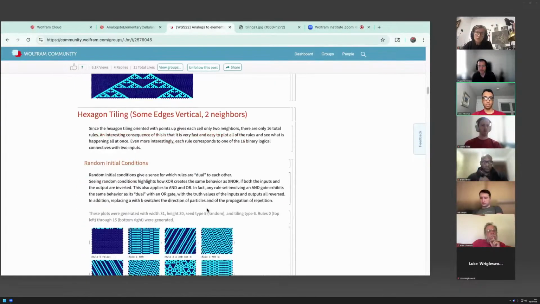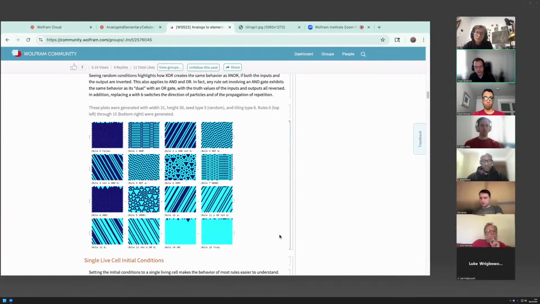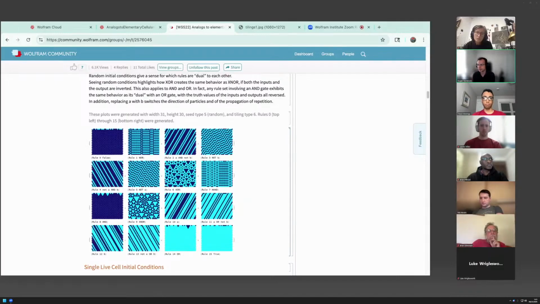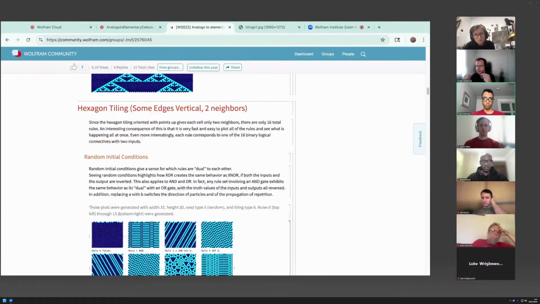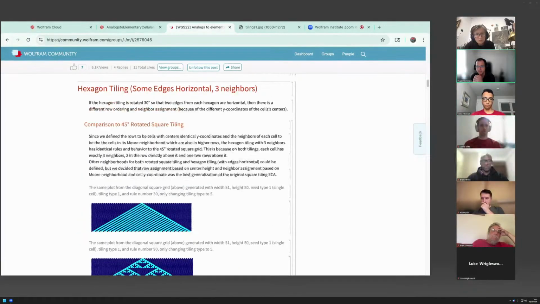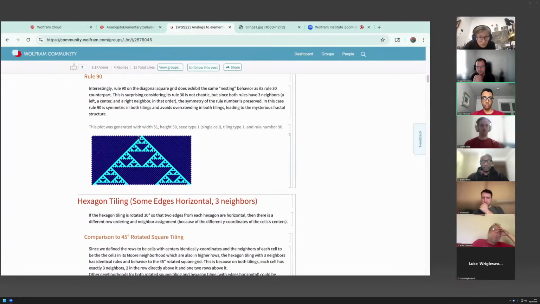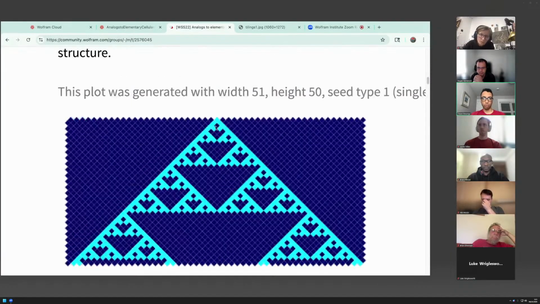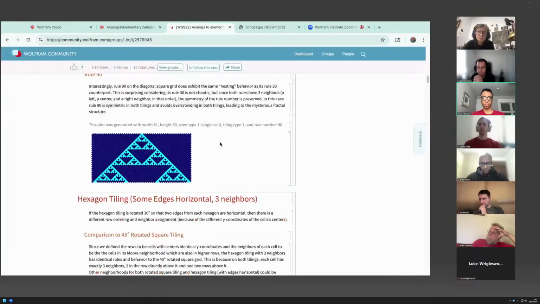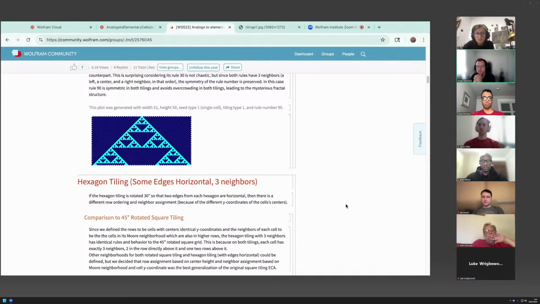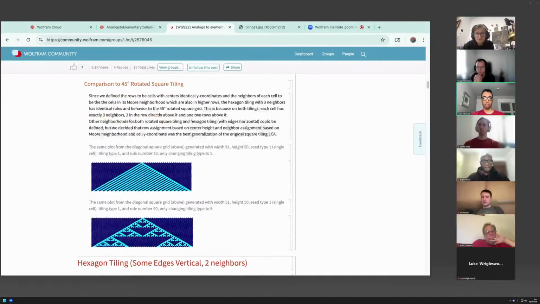Just a quick question. For the slanted squares, what's the valency between rows? How many inputs does each cell have? It gets three inputs, so it would be the three that share an edge or a corner above. Exactly, whereas with the original square grid, it's just the three that share an edge or a corner above. That's how we defined it, and we thought that would be a natural way to generalize it to other grids.